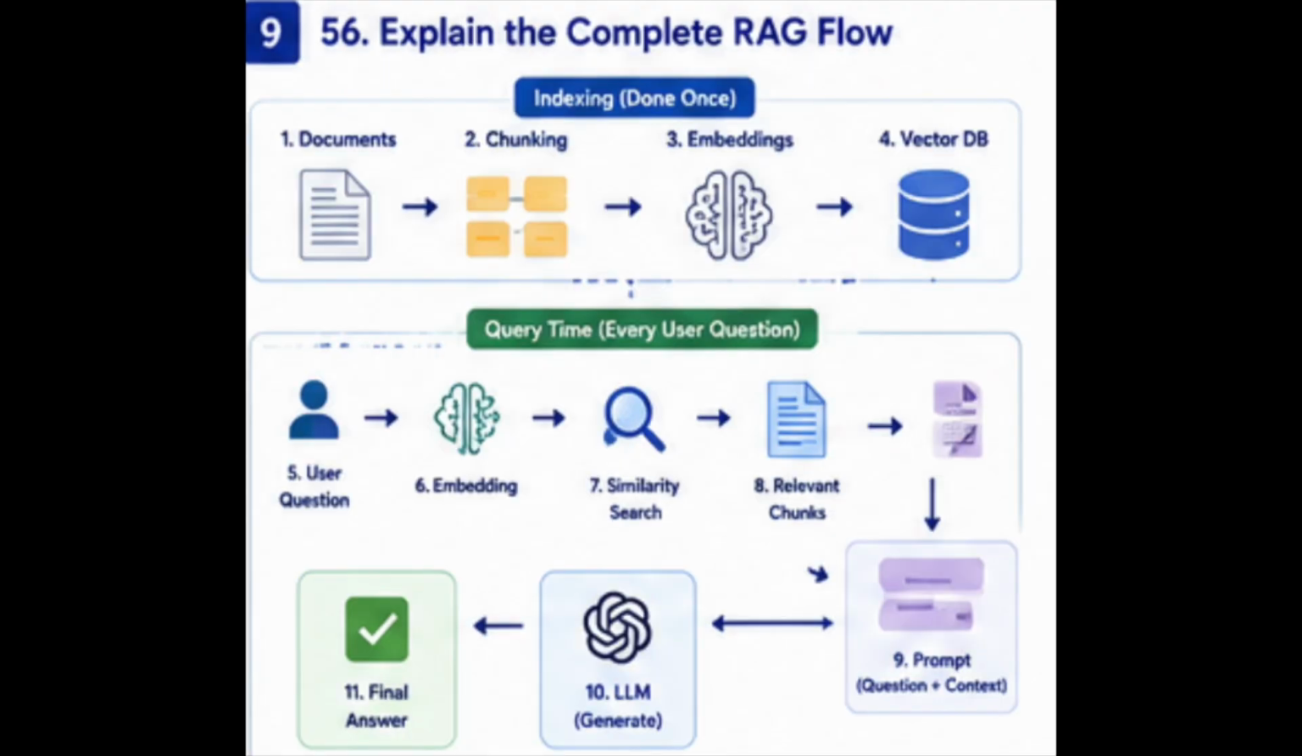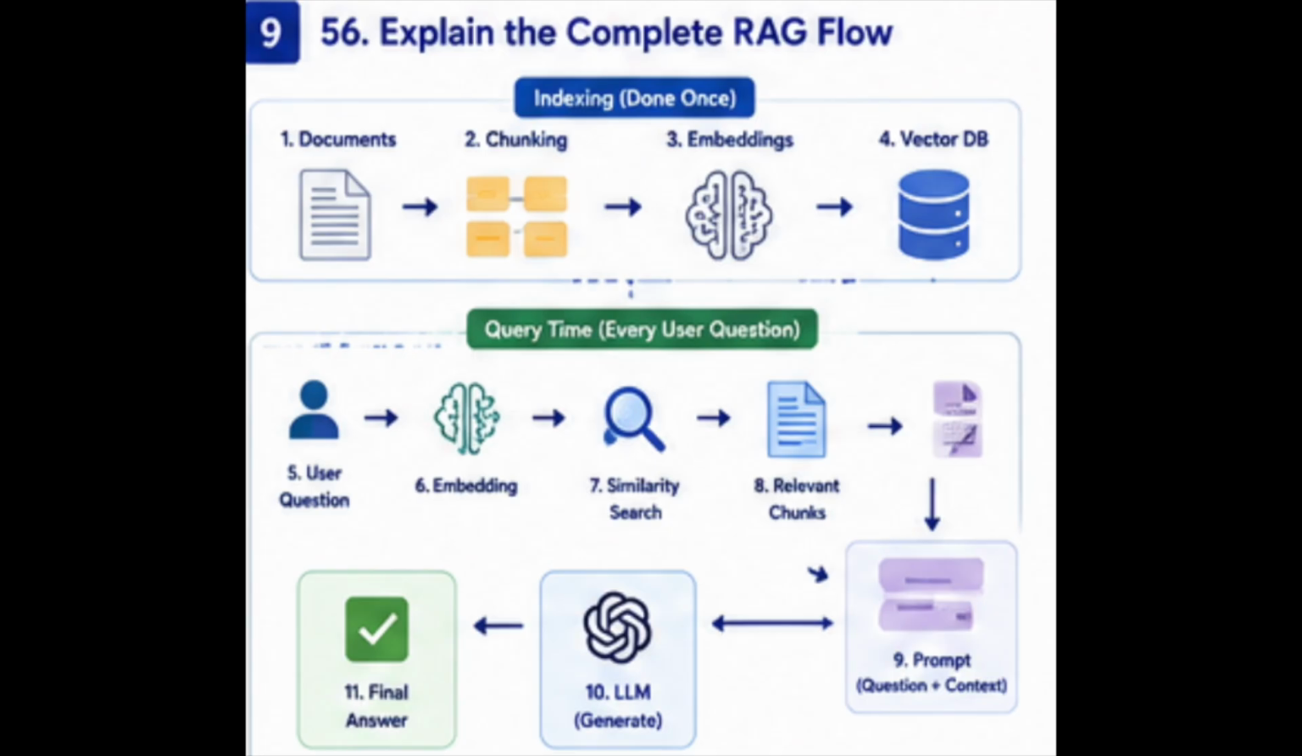Explain the complete RAG flow. This is one of the most common interview questions. And let's understand the complete flow. First, company documents are collected. These documents are split into smaller chunks. Each chunk is converted into an embedding. The embeddings are stored in a vector database.